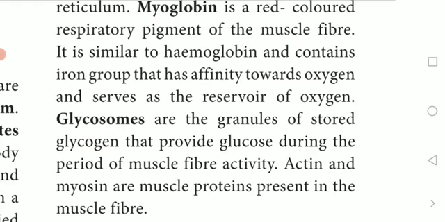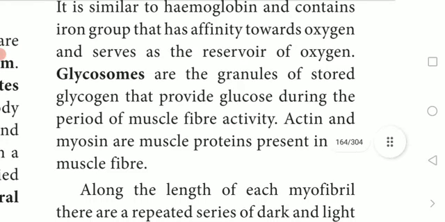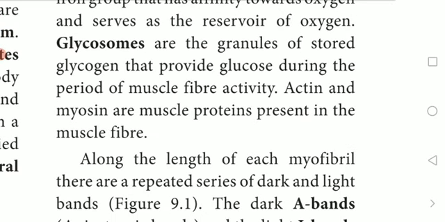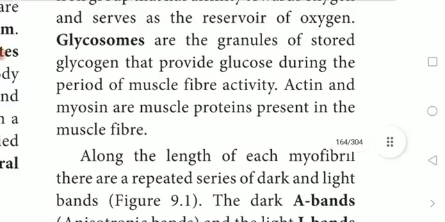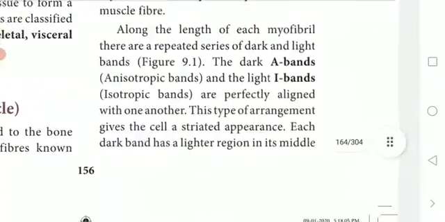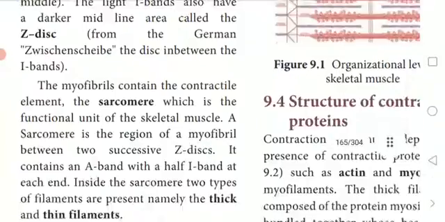The next one is glycosomes. The glycosomes are the granules of stored glycogen that provide glucose during the period of muscle fiber activity. Actin and myosin are the muscle proteins present in the muscle fiber. Next we are going to see the structure of sarcomere.